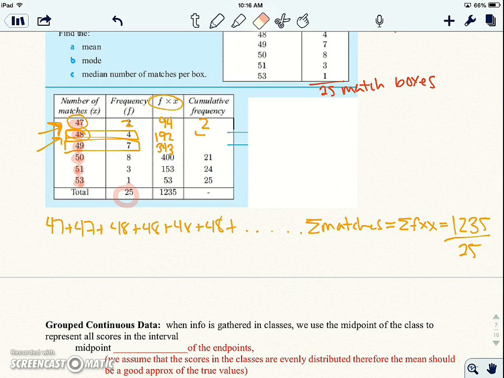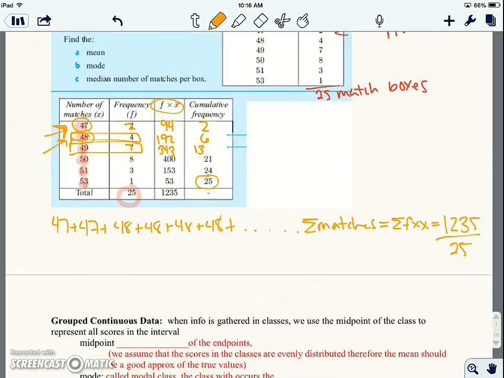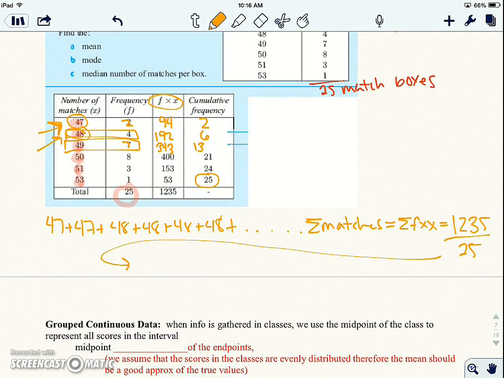Okay, and then 2 plus 4, there were 6 boxes here, plus another 7, there were 13. Add them all up, and we had 25 total boxes. If you do that, you should get a mean of about 49.4 matches per box.